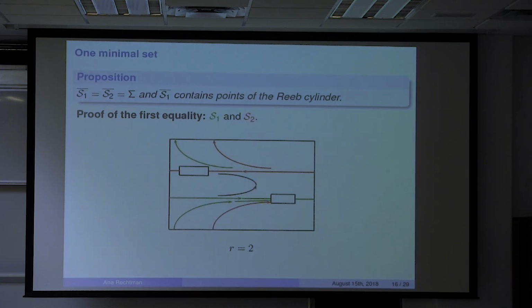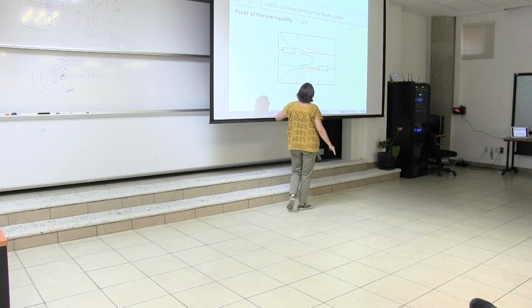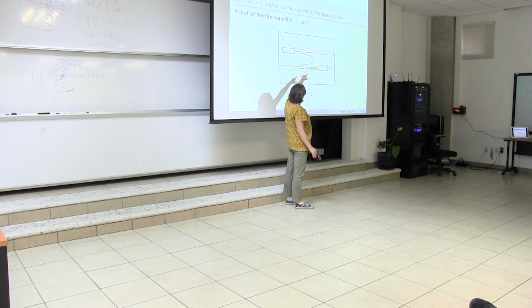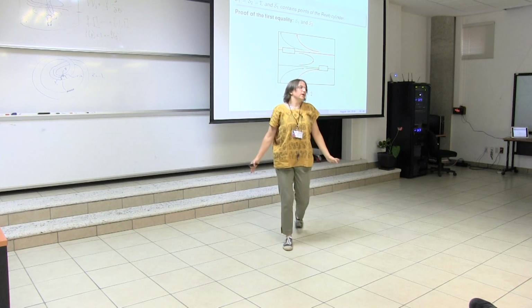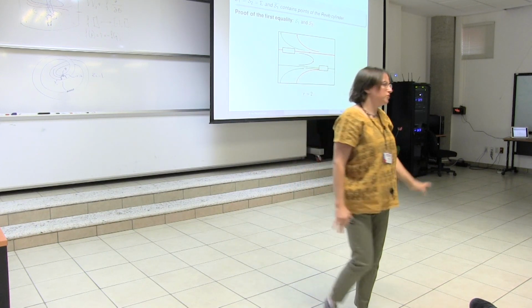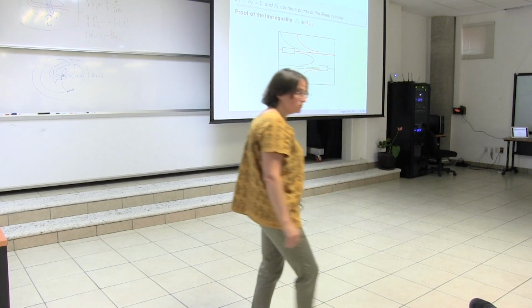Okay. So this is the cylinder r equal 2. And I will just try to explain why there's only one minimal set. Okay? So if you remember, before doing the insertion, I had an invariant cylinder r equal 2 where the two periodic orbits were, and I had an invariant cylinder in the middle. And now I cut it because I did these two insertions, so I erase those two rectangles.